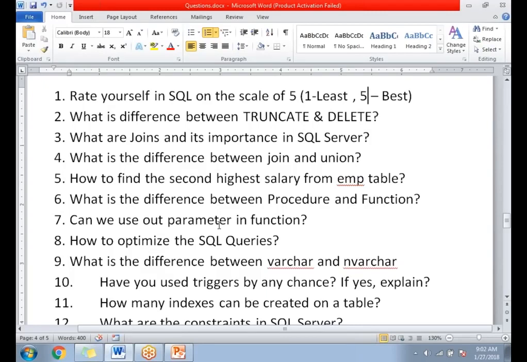Next, how to find the second highest salary from the employee table? This is again one of the important interview questions.